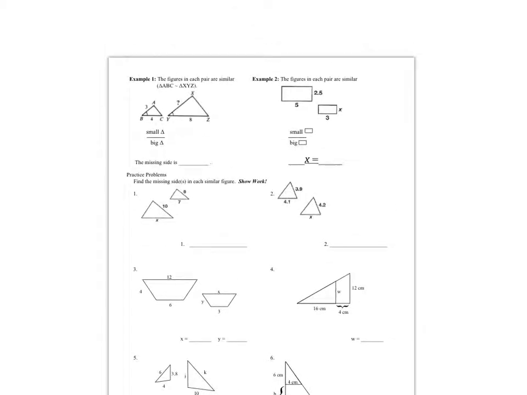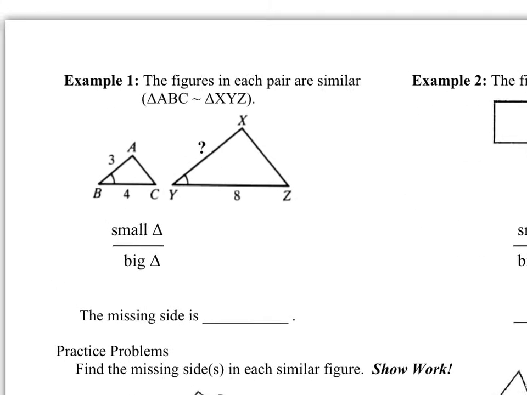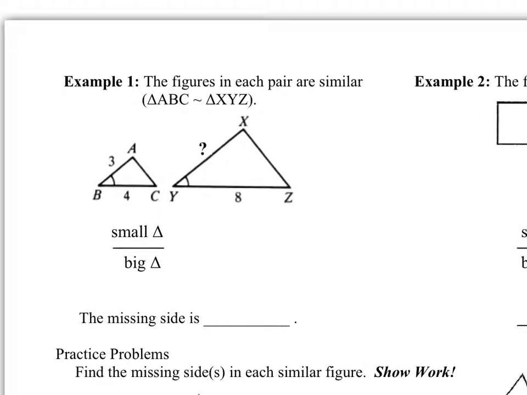On the back, example 1. The figures in each pair are similar. So that means we have this similarity statement. So know what corresponds to what. For example, angle A corresponds to angle X, or side AB corresponds to side XY. Triangle ABC is going to be our small triangle. So when I talk about going from the small triangle to the big triangle, you know which one I'm talking about. And triangle XYZ is our big triangle.